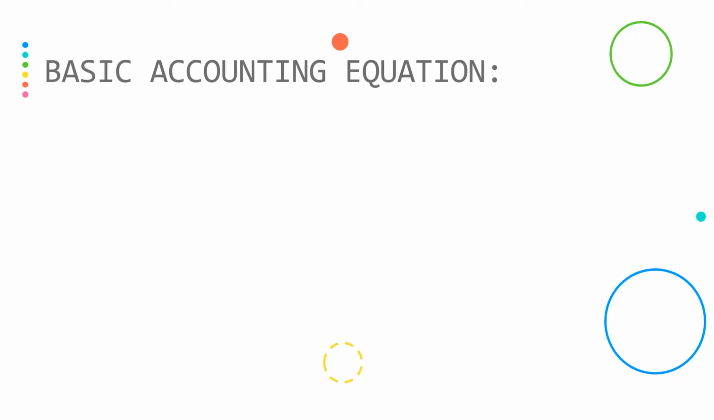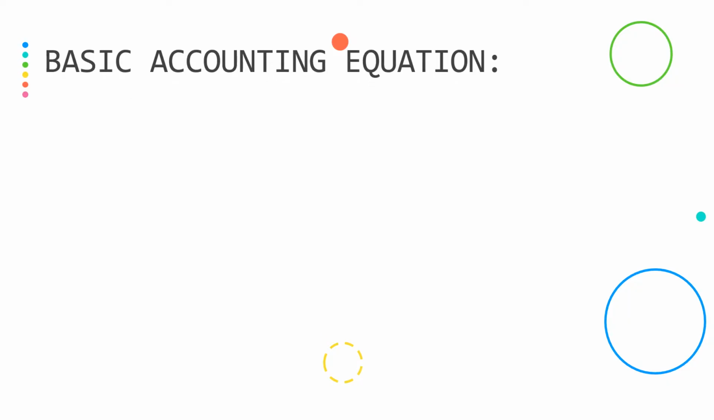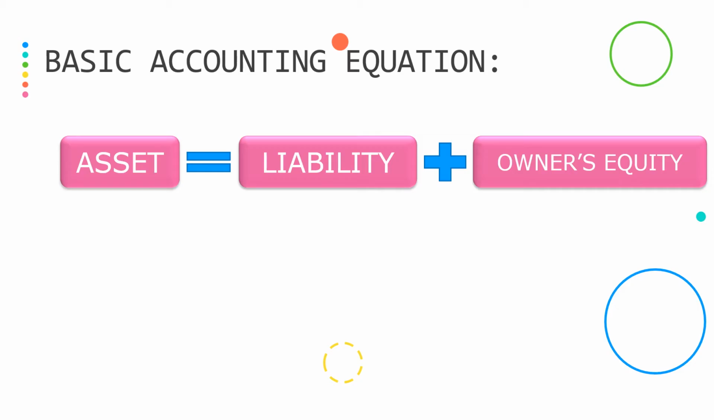Now, before we dig deeper into the fundamentals of financial statement, we should first learn the basic accounting equation. Now, do you know what it is? Okay, so it is asset equals liability plus owner's equity. Now, this is the very basic thing you need to know before analyzing a financial statement. Now, let's discuss each element, okay?